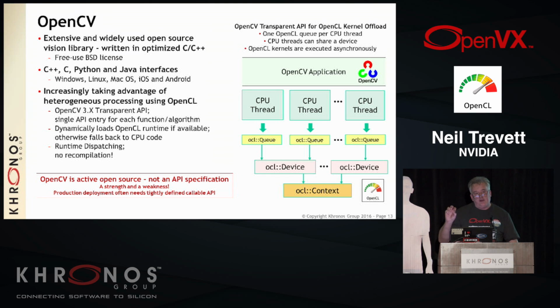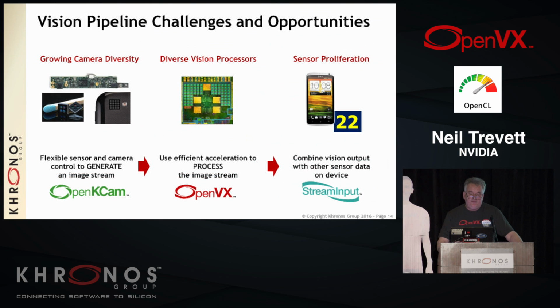But sometimes if you're going into a production environment, you actually want to have a well-defined callable API that you can purchase from multiple silicon vendors. Just like you buy a Vulkan graphics card from AMD, Intel, or NVIDIA, they all have Vulkan, and Vulkan's going to work the same on each of those. Sometimes you want an API for production that will do the same thing. And that was one of the reasons why Khronos started developing OpenVX.